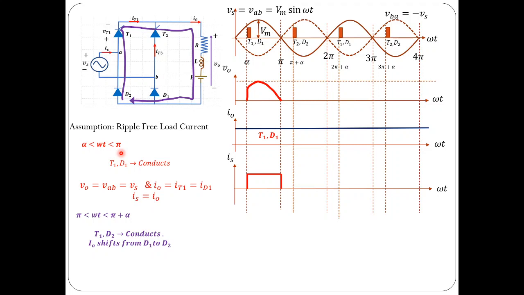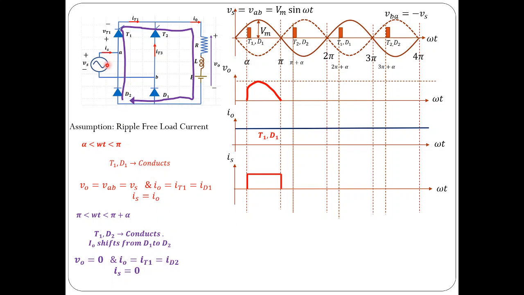So our current would shift from D1 to D2, so T1 and D2 are going to conduct during this particular interval of time. Assuming thyristor and diode are both ideal, the drop across them is equal to 0, so the voltage drop across the load is also the same as the drop across these two switches, which is 0. Coming to the load current, that is the same as thyristor 1 current, which is the same as diode 2 current also.